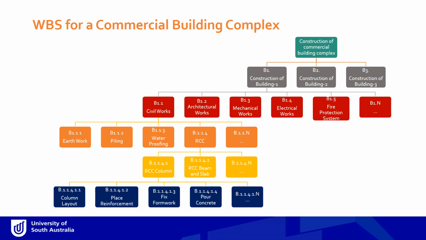Now, before doing this work breakdown structure, if someone had asked you about the schedule or resource allocation for a particular aspect of this project, if you had just had the B1 construction of Building 1 level, it wouldn't have been as easy to answer that question. But because you've broken it down, you can look at waterproofing or RCC under civil works and work your way down and back up again to make those calculations and to give people reasonable responses.